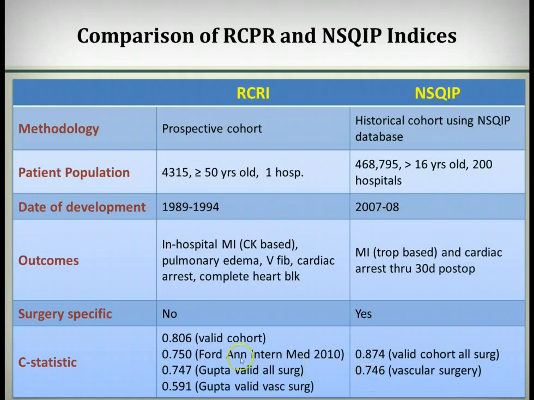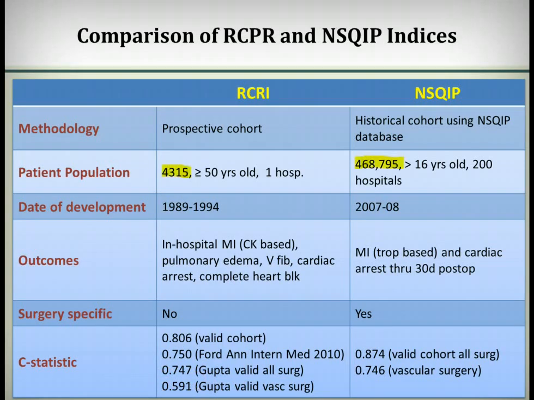Now, the Revised Cardiac Risk Index has been looked at by other folks. Ford did a meta-analysis in the Annals in 2010 and found the overall C statistic to be about 0.75, which is moderate at best. Gupta also looked at the Revised Cardiac Risk Index in their study and found it to be similar to what Ford found at about 0.75. And if you looked at vascular surgery patients, it wasn't much better than a coin flip at about 0.59.